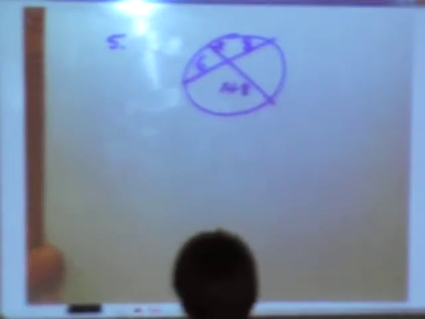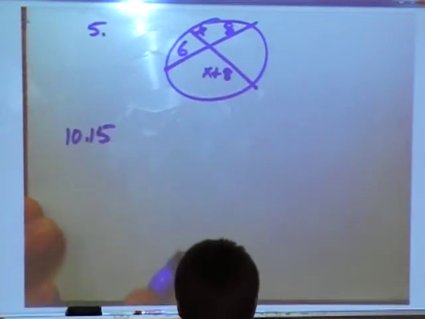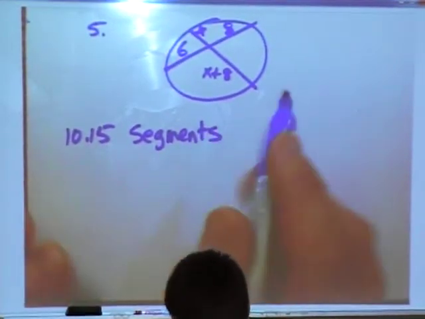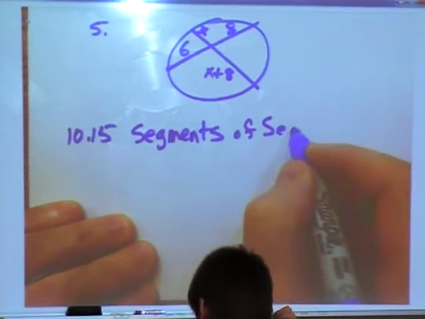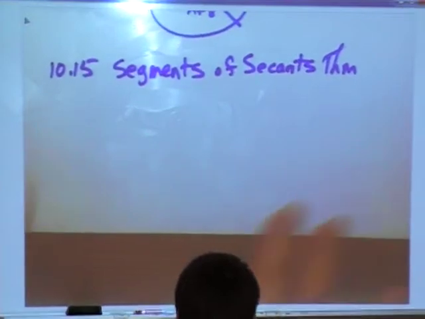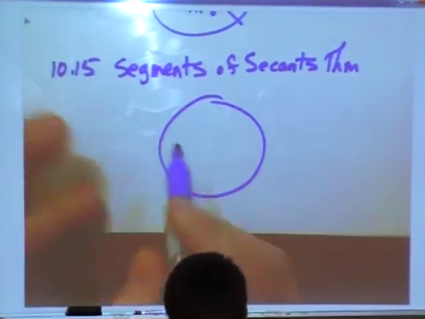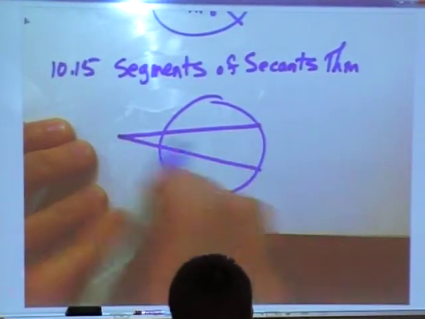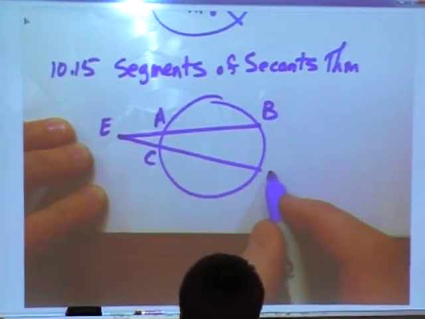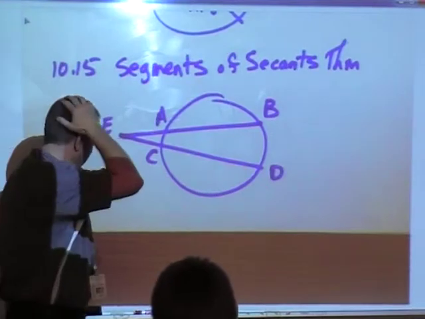Next theorem. Theorem 10-15. This is called segments of secants theorem. So before we just had chords, here we're going to have secants. Segments of secants theorem. So here is the picture. E, C, D. Okay, so segments of secants.